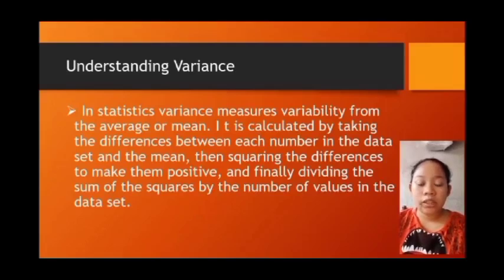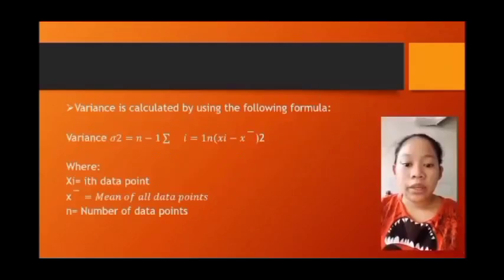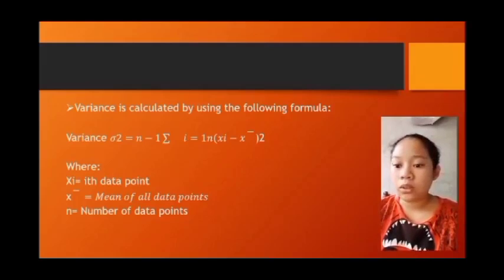It is calculated by taking the differences between each number in the data set and the mean, then squaring the differences to make them positive, and finally dividing the sum of the squares by the number of values in the data set. Variance is calculated by using the following formula: variance, sigma squared, is equal to the sum from i equals 1 to n of (xi minus x bar) squared, over n minus 1.